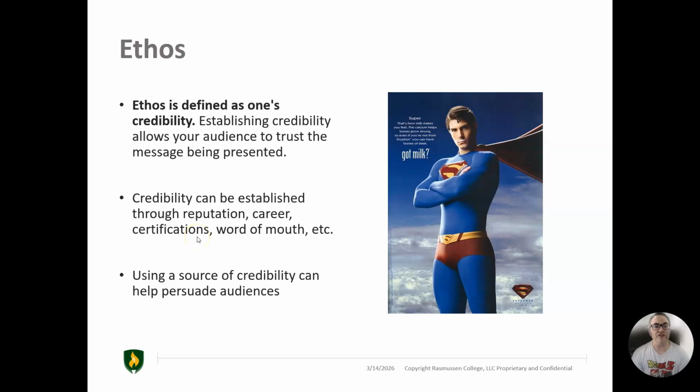So ethos is defined as one's credibility. Establishing credibility allows your audience to trust the message being presented. Credibility can often be established through reputation, career, word of mouth. They're going to put somebody on there that's trustworthy in the subject or what's happening in that area, whether it's real or fictional in a lot of aspects. Using a source of credibility can help persuade your audience, because they know this person uses this stuff and chooses to do this, and they do a great job of what they do because of that item or that service. Then you should do that as well.